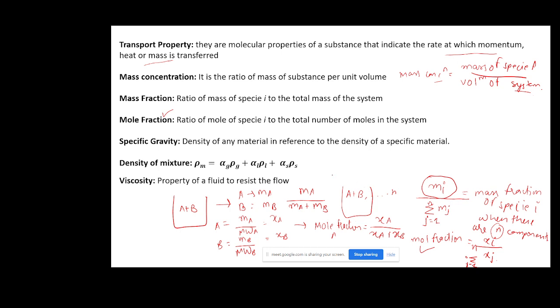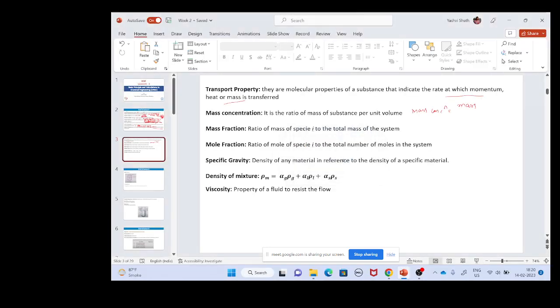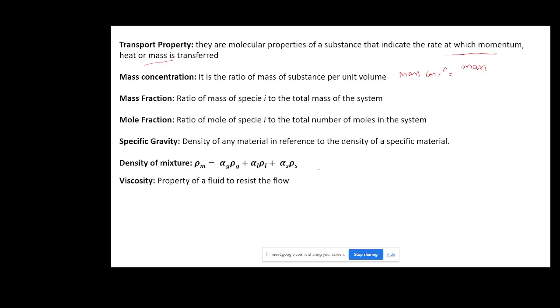Next comes the definition of specific gravity.